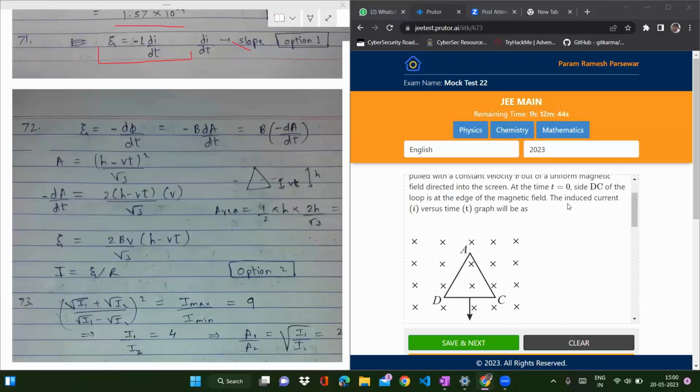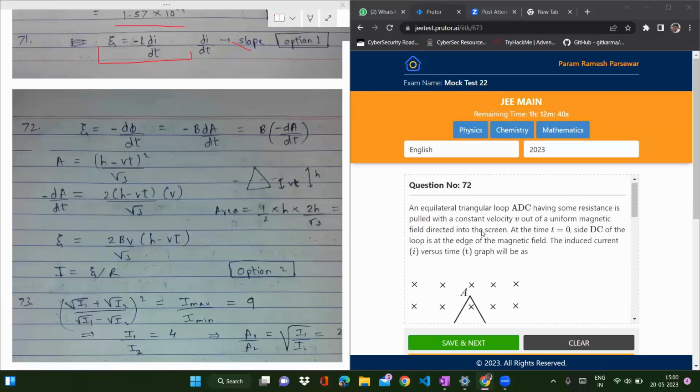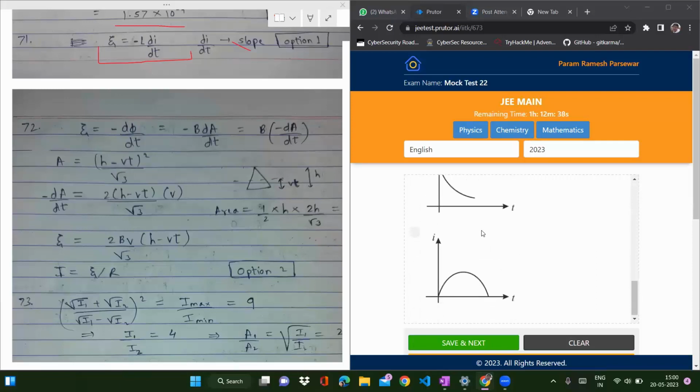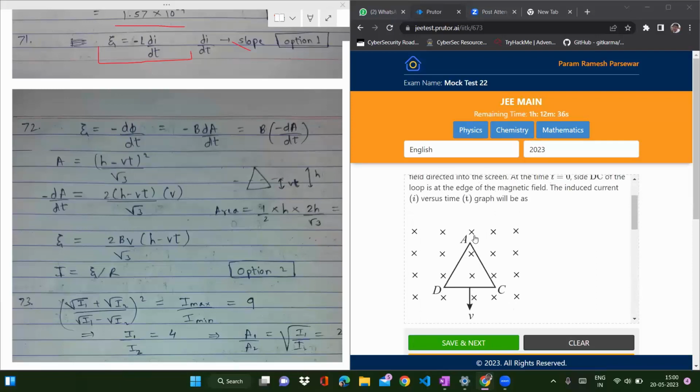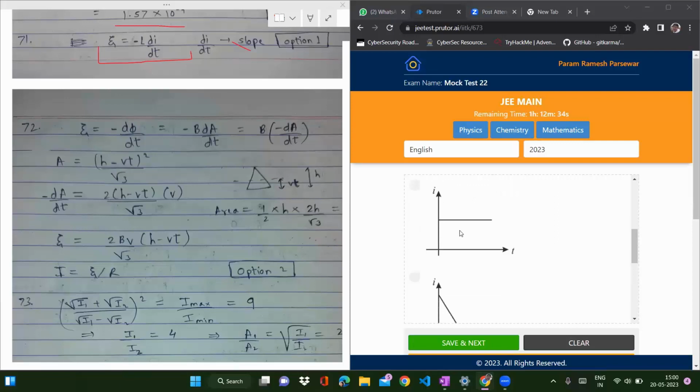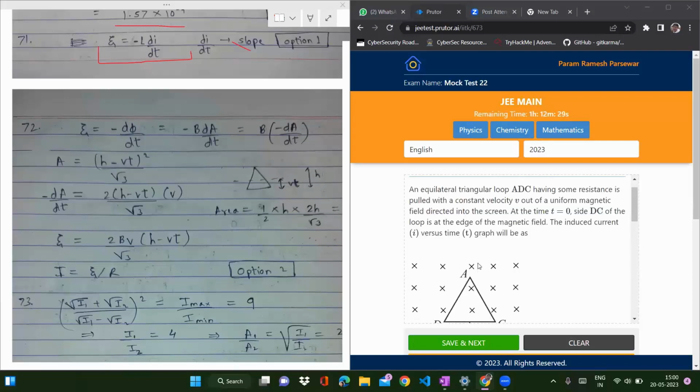So the induced current I versus T graph will be as. Here some graphs are given in the options. We have to deduce which graph will come. Here we have a loop which is moving with a constant velocity in a uniform magnetic field. The magnetic field is uniform and has a constant value, and the velocity also has a constant value.